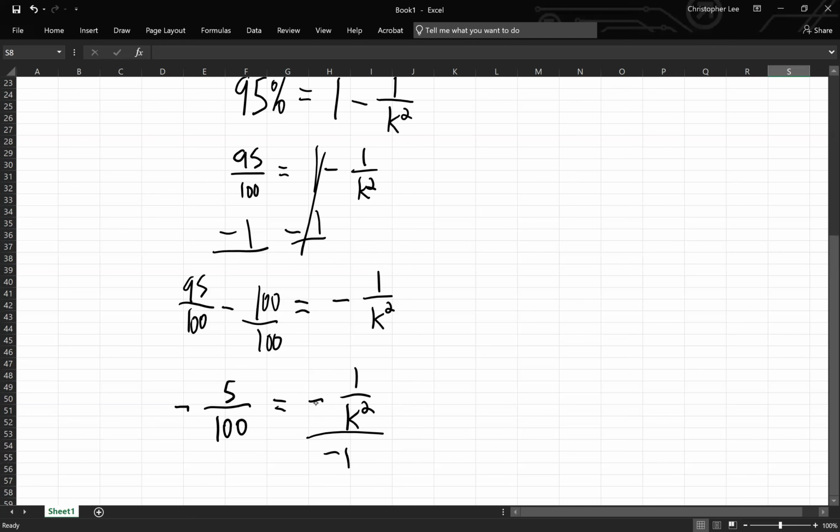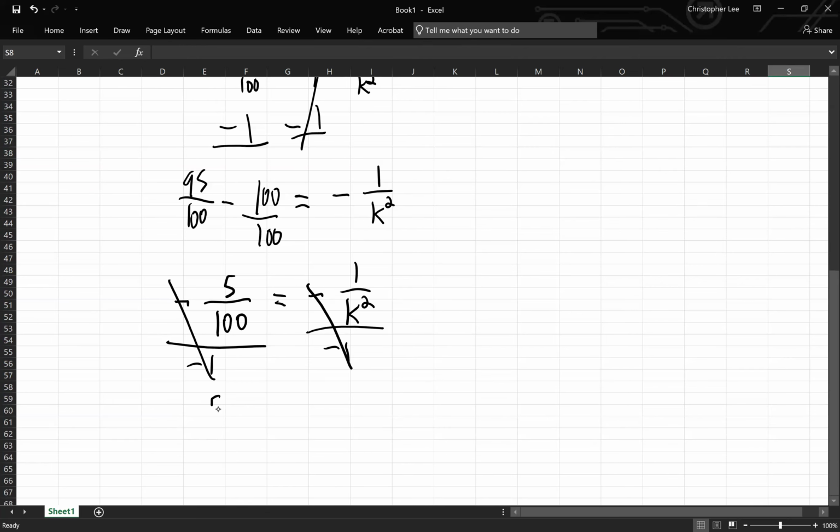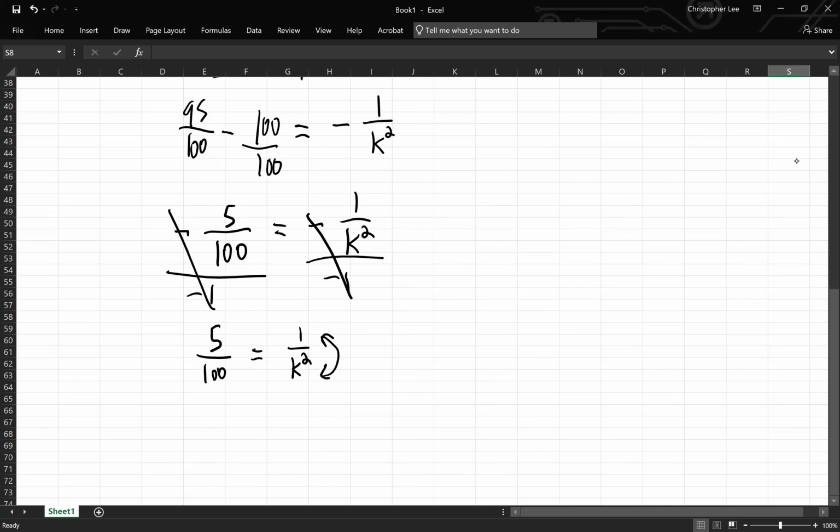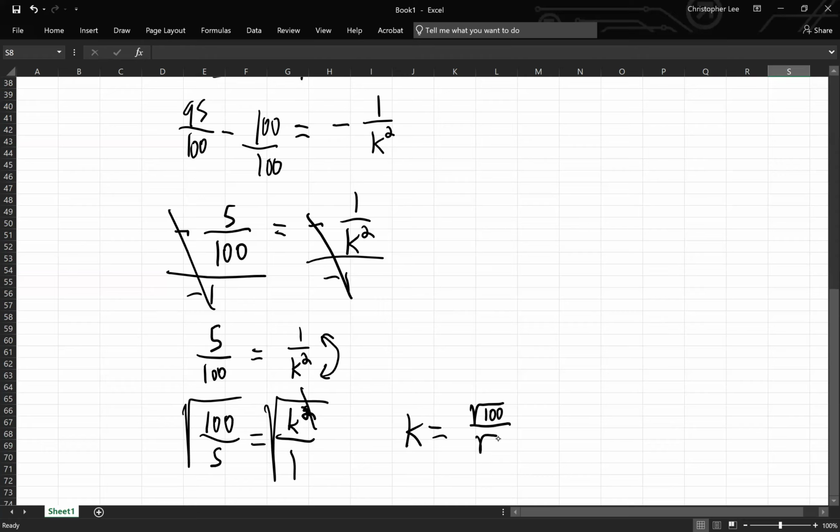You could divide by negative 1 on both sides. That's going to kill the negatives. So that just gives you 5 over 100 is equal to 1 over K squared. You can flip them. What you do to one side, you do to the other. So that's going to give you 100 over 5 is equal to K squared over 1, which is just regular K squared. And then to get rid of the square, you're going to square root it. So now I have K is equal to square root 100 over square root 5.